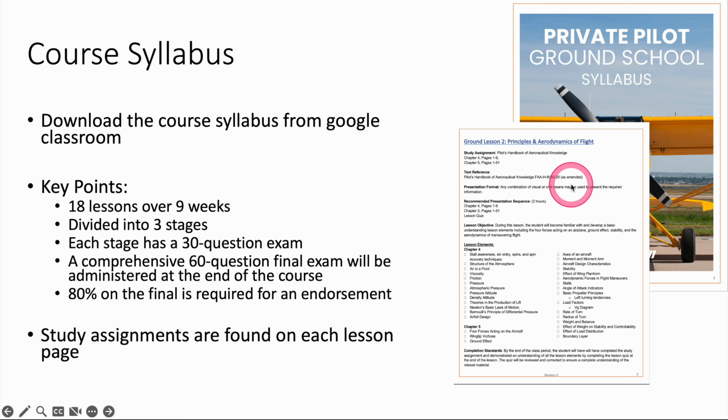So this is just an overview of the syllabus. Each lesson has a layout for what you should study for that day. I'll go over which book we use for this course, but it'll have what chapters or pages to read, and then down below, the topics. Overall, there's 18 lessons in this course, divided into 3 stages.